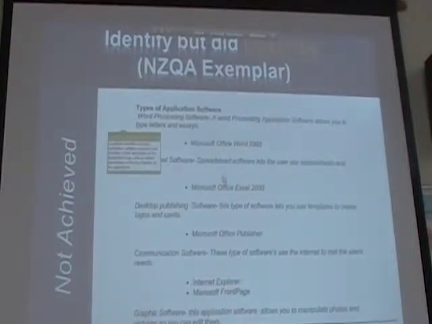This is just a screenshot from the not achieved exemplar, and you can see we're just giving some lists. So types of application software. Word processing software or word processing application software allows you to type letters and essay. Microsoft Word 2003. This is the student's application software section. So there's no identification of key features, no descriptions of key features. It's just lists of the software and a brief sort of definition of what you might be able to produce.